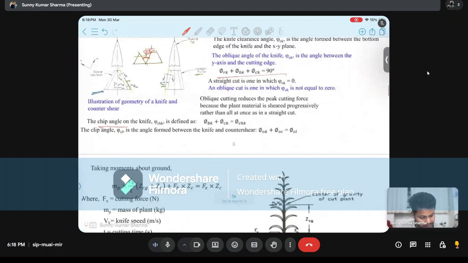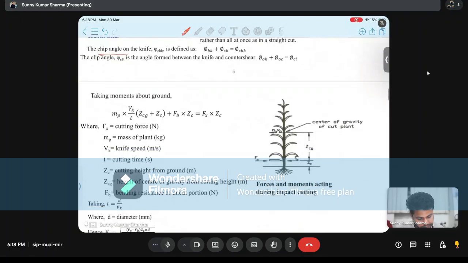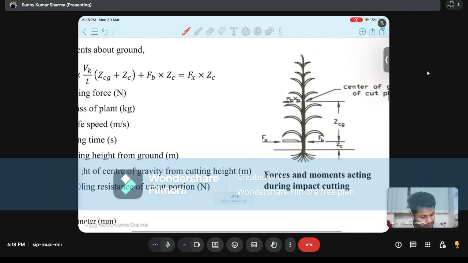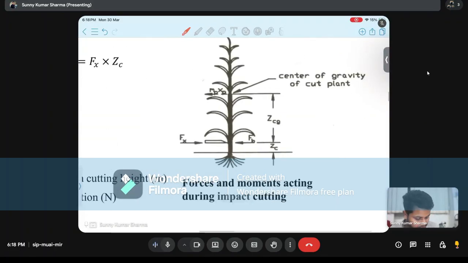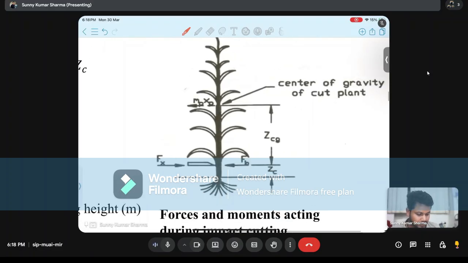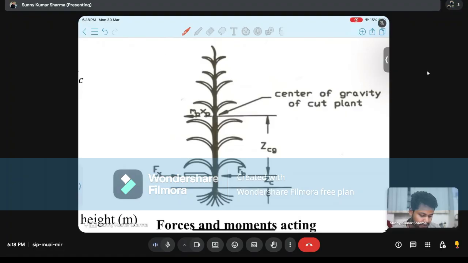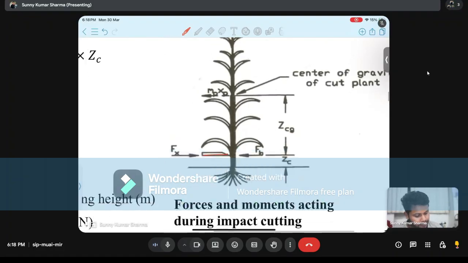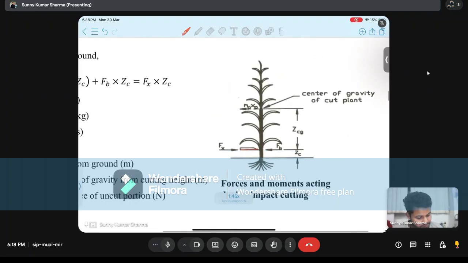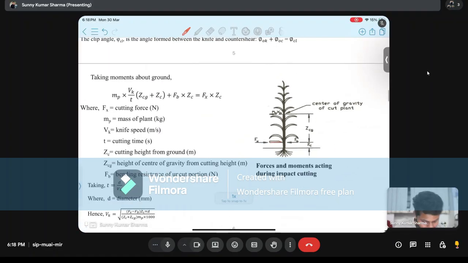So the next thing is impact cutting. One plant is there and one impact force, meaning there is no counter shear. There is no laser plate or counter thing, just impact. From the force of impact, this plant is going to be cut. So what is the velocity required? What is the knife speed required that will make this plant cut?